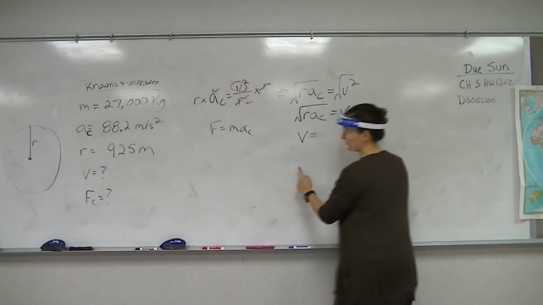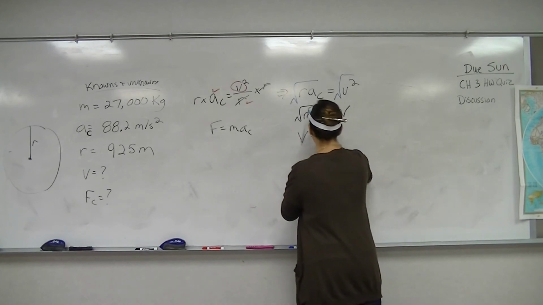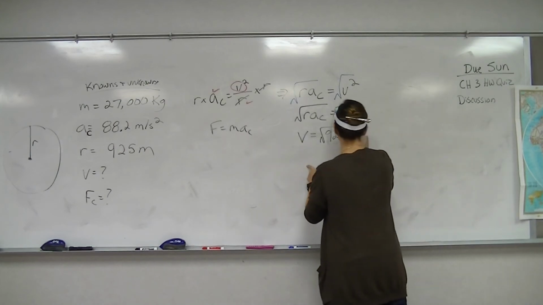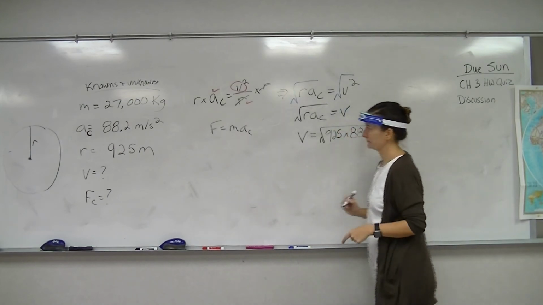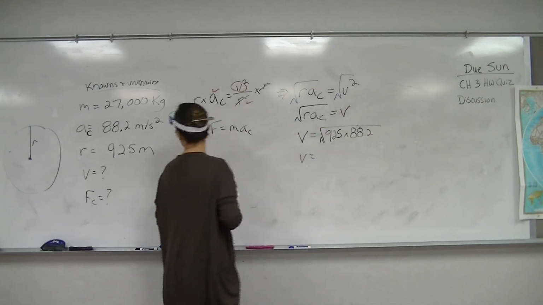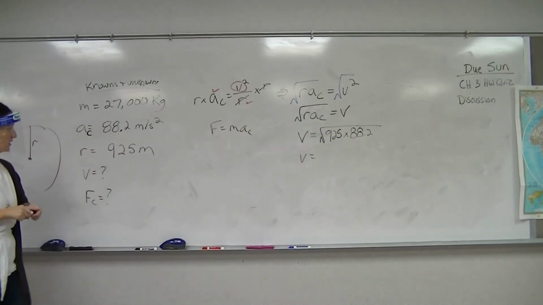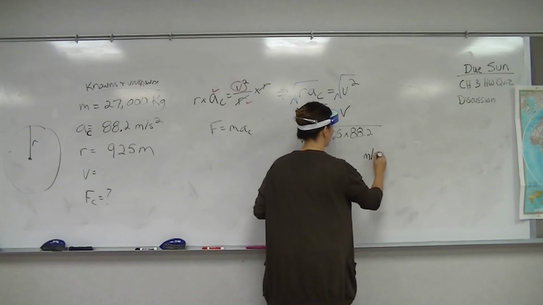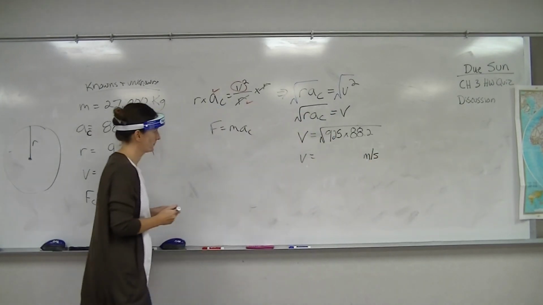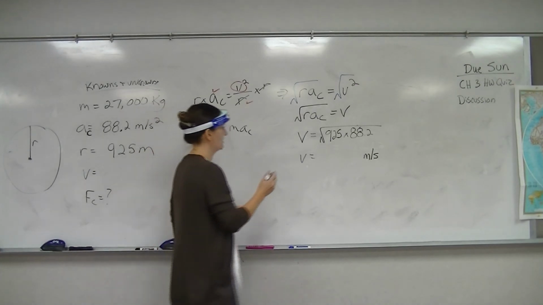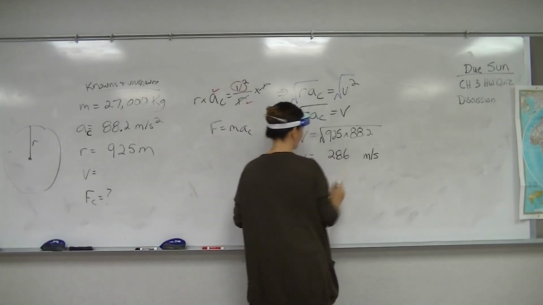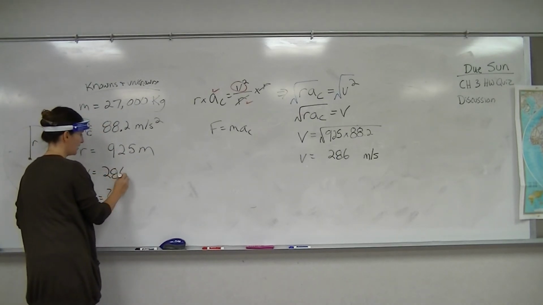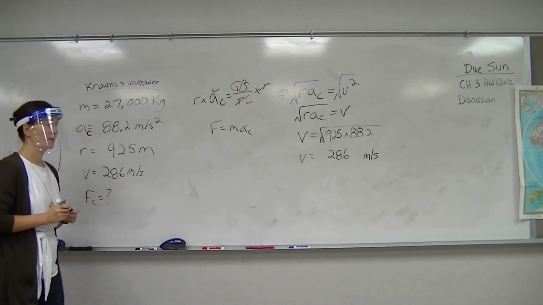So, rearranged equation, let's plug in. My radius is 925. My acceleration is 88.2. And what are we looking at, 3 sig figs for this answer? Yeah. Units are meters per second. Or my designated calculator person. 286 meters per second. So quite a high velocity, right? Which makes sense. I mean, it's a fighter jet, it's not a car. It should have high velocity.